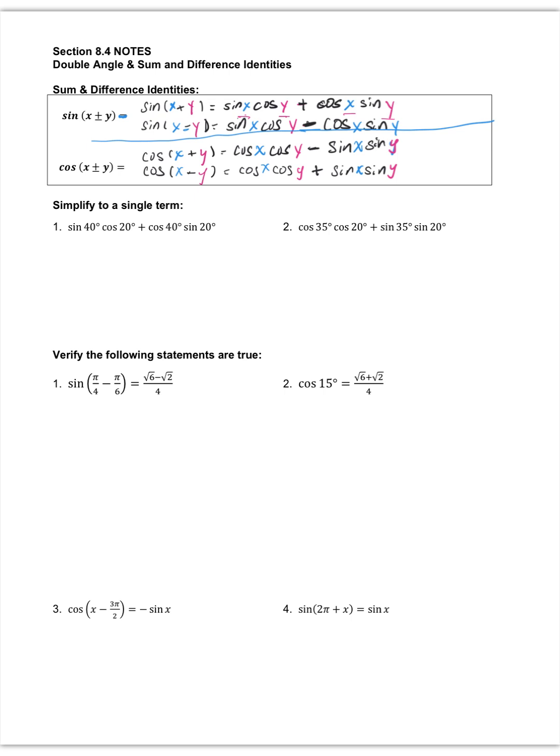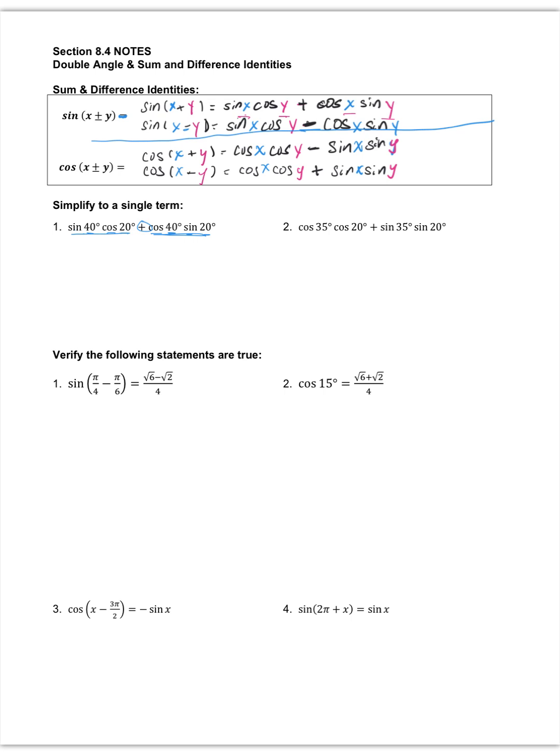All right, let's see how we use these. Look at this expression here: I have sine of 40 degrees times cosine of 20 degrees, plus cosine of 40 degrees times sine of 20 degrees. If I see sine, cosine, cosine, sine, and there's a plus here, that means I am using this one right here. I've already got the right side. I just have to figure out how I connect it to the left side.